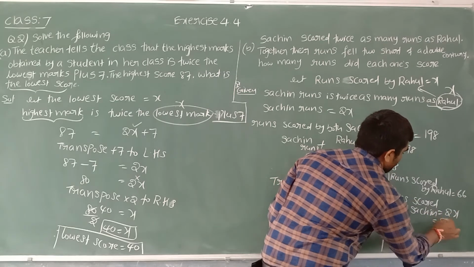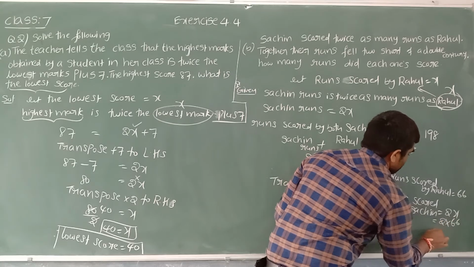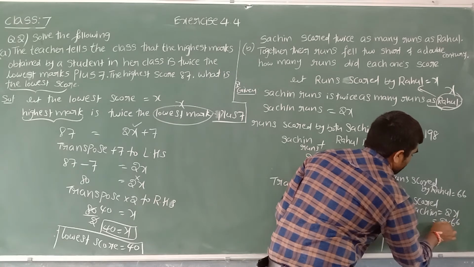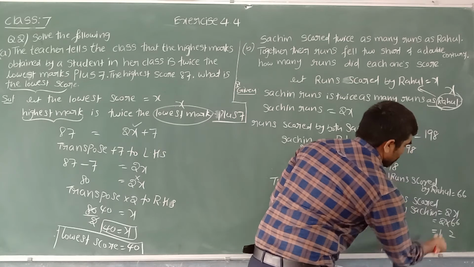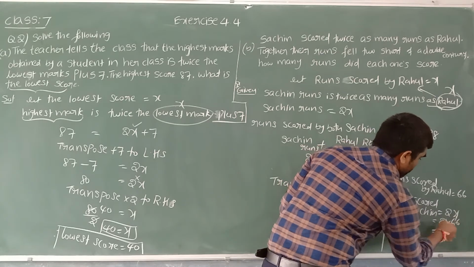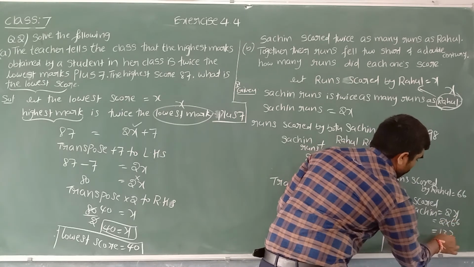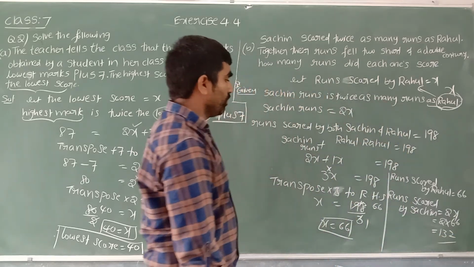2x is equal to 2 into the x value, which is 66. 2 into 6 is 12. 2 into 6 is 12, plus 1 carry, 13. So 132. Both together, 132 it seems.